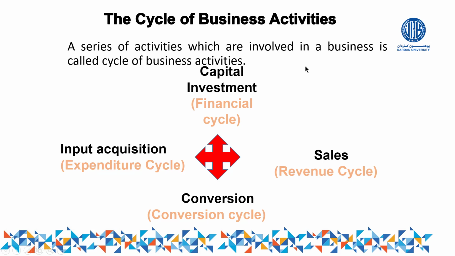Generally, the cycle of business activities are divided into four types. These are the common types, but we may have some more types for some business, or we may have lesser than this for some organizations. What are the types? For example, the first one is capital investment or financial cycle. Second cycle is sales or revenue cycle. Next one is conversion or revenue cycle, and the last one is input acquisition or expenditure cycle. Or you can go in this way as well. So this might be the first one, the second one, the third one, and fourth one, doesn't matter.